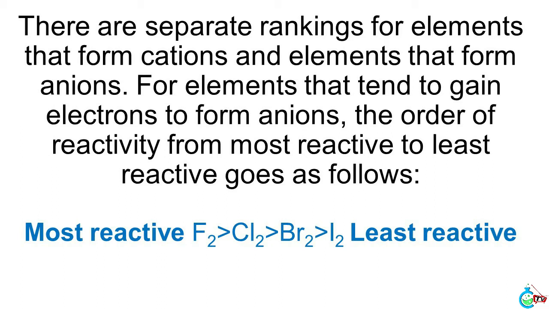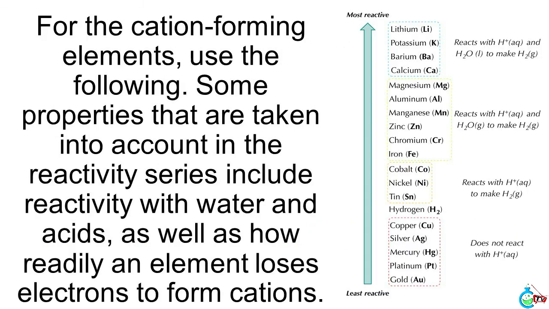For elements that tend to gain electrons to form anions, the order of reactivity from most reactive to least reactive goes as follows: most reactive is F2, then Cl2, Br2, and I2 is the least reactive. For the cation-forming elements, use the following. Some properties that are taken into account in the reactivity series include reactivity with water and acids, as well as how readily an element loses electrons to form cations.